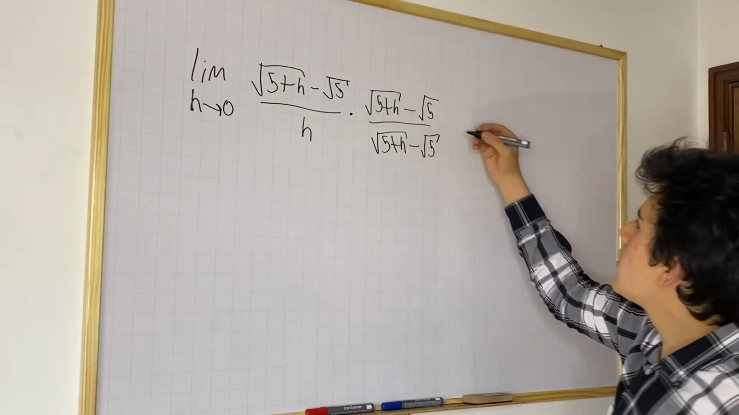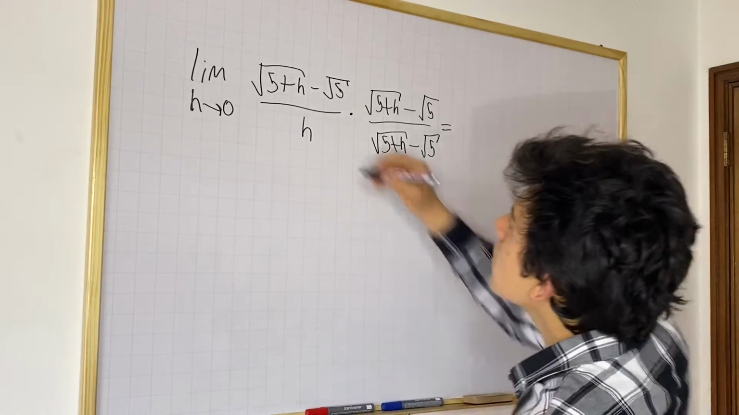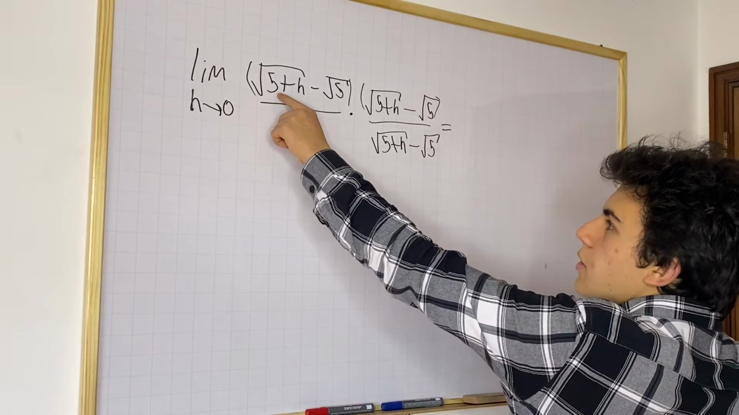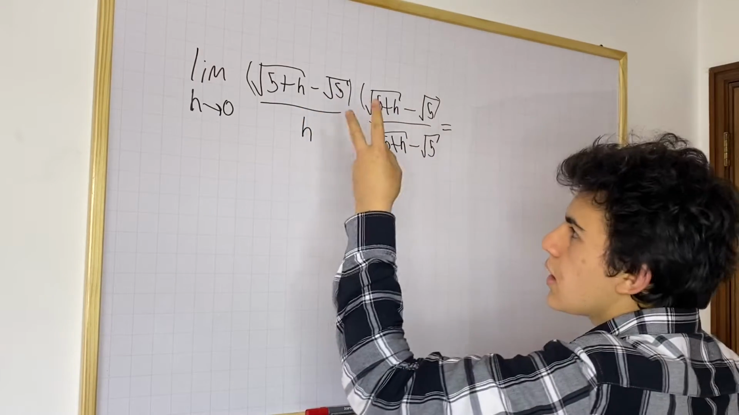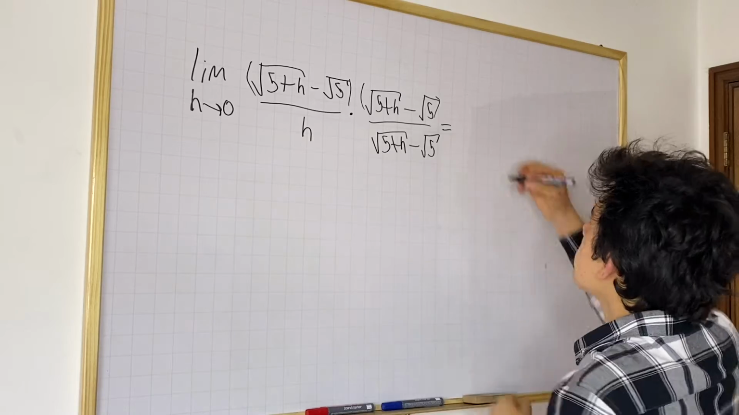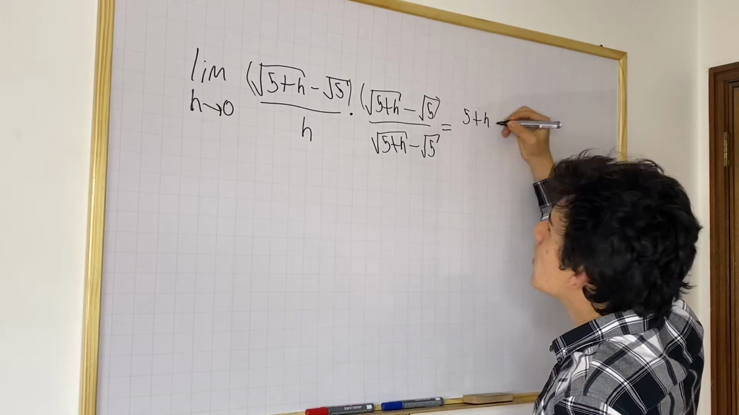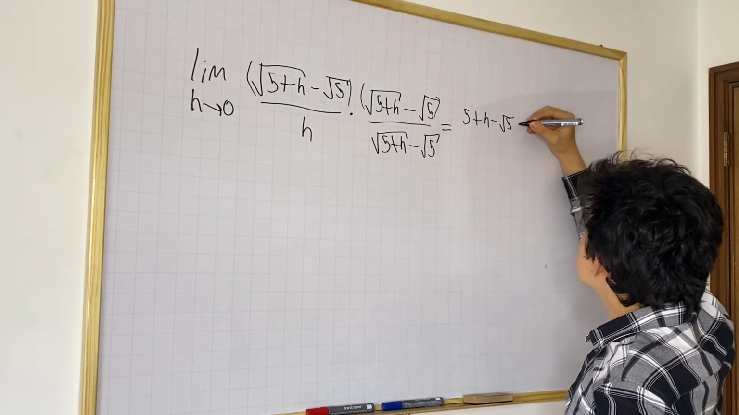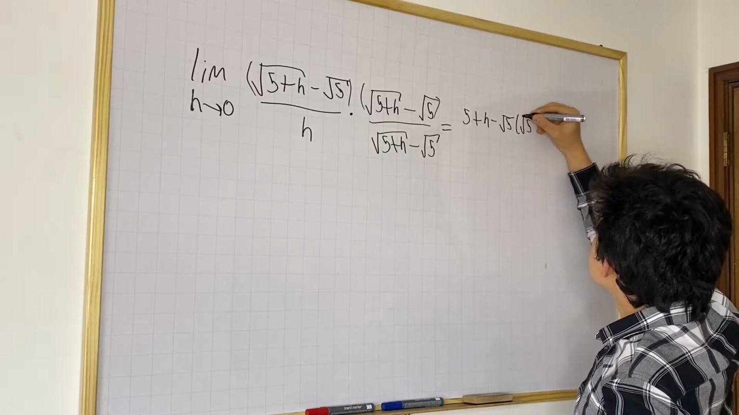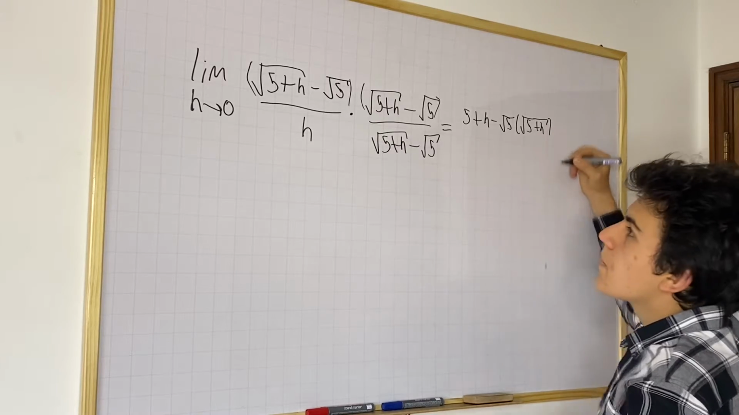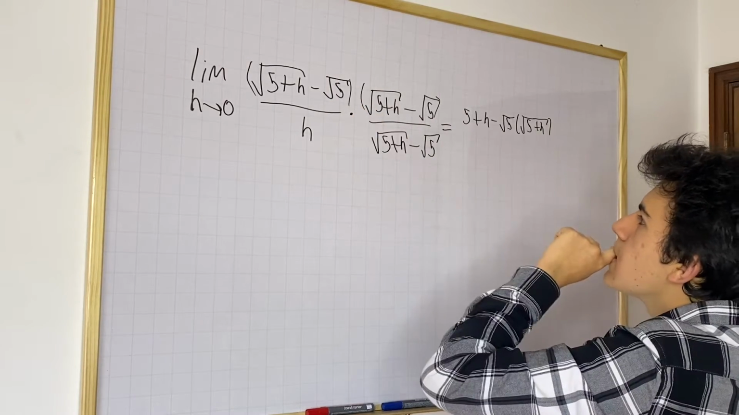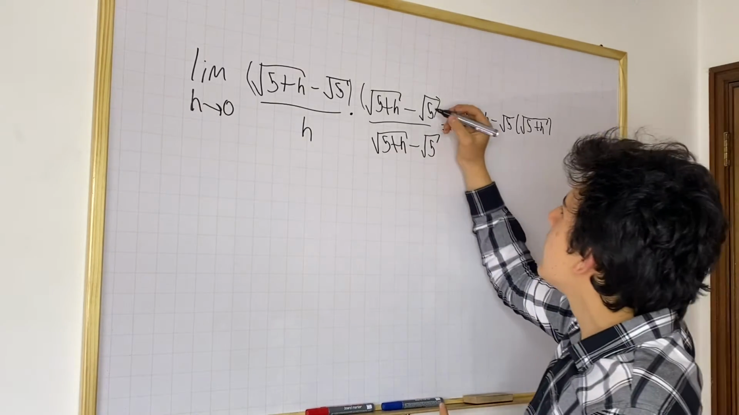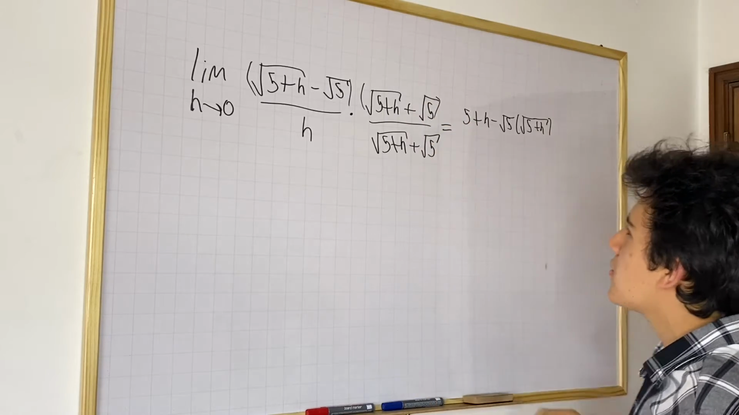Cool. Now let's distribute. So let me put the parentheses just to keep it organized. We know the two square roots go to a square, so they cancel out, and we get 5 plus h. Now minus square root of 5 times square root of 5 plus h. Now we get minus, oh no, yeah. This is supposed to be a plus sign, of course.